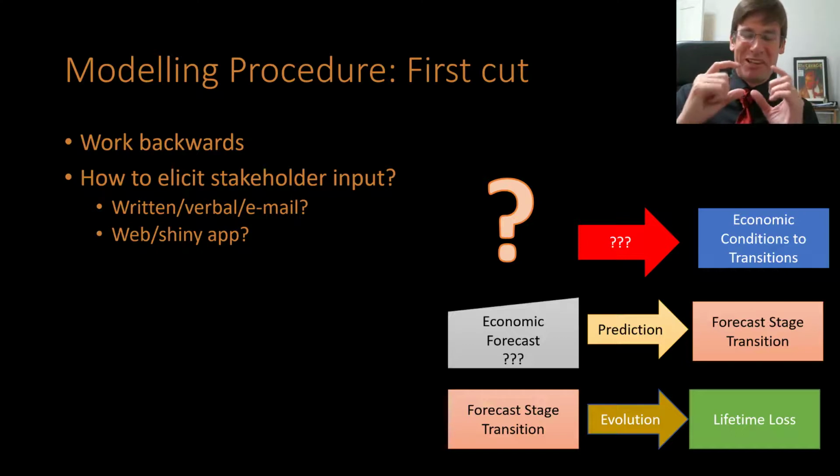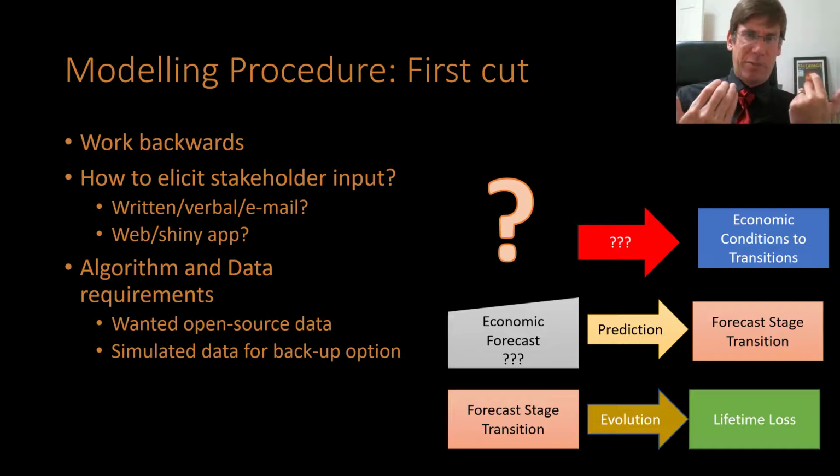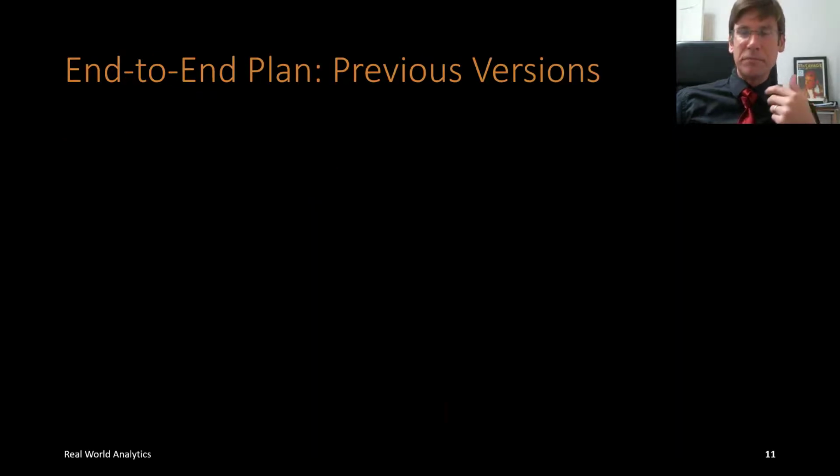Now, unfortunately, while I knew I wanted this economic conditions transition matrix, I didn't know how I was going to get that. So at this point, I needed to know something about what algorithms and data I'm going to use. I wanted open source data, but again, I had a backup plan that if I couldn't find freely available data on the internet, I could simulate it. I could just make something up. Again, it's not what I'd prefer for purposes of an interactive presentation, but it would work.